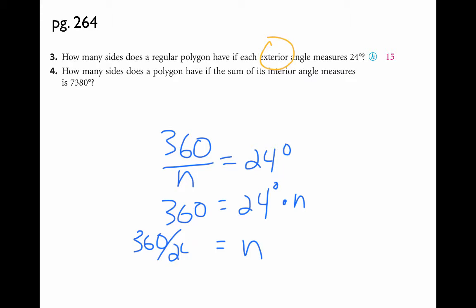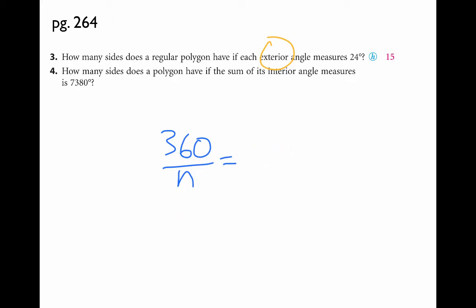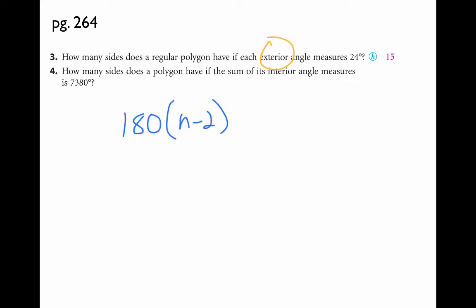Okay, number 4. Let me clear this off here real quick. Number 4, how many sides does a polygon have if the sum of the interior angles is 7,380? We should be using the formula 180 times n minus 2, because that's the sum, and that's going to be equal to 7,380.